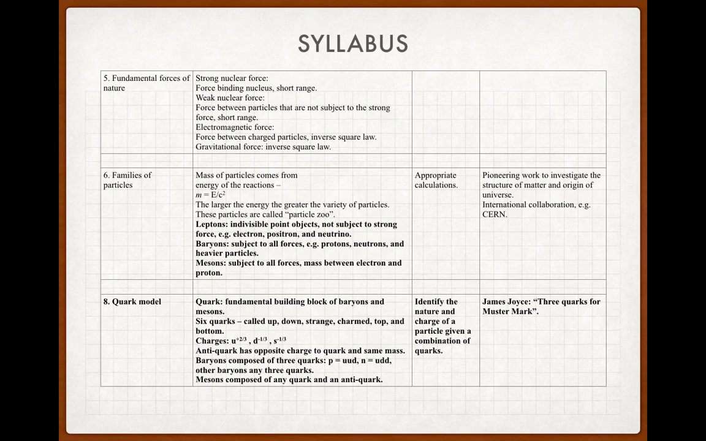Now in the final column there, you can see there's a quote from James Joyce. That's from James Joyce's Finnegans Wake. It says "Three quarks for Muster Mark." And the name quark was taken from James Joyce's Finnegans Wake. And that quote you will need to know.